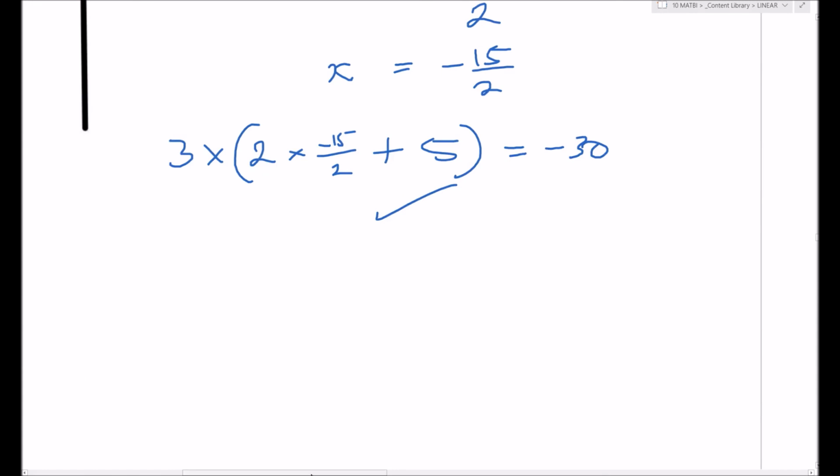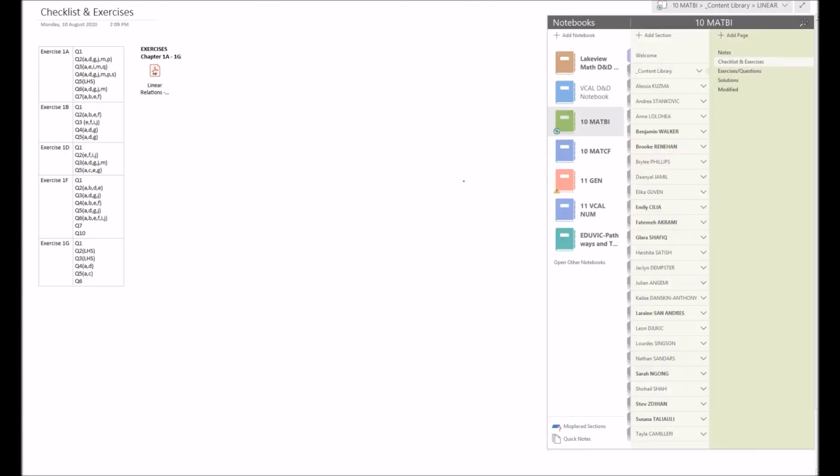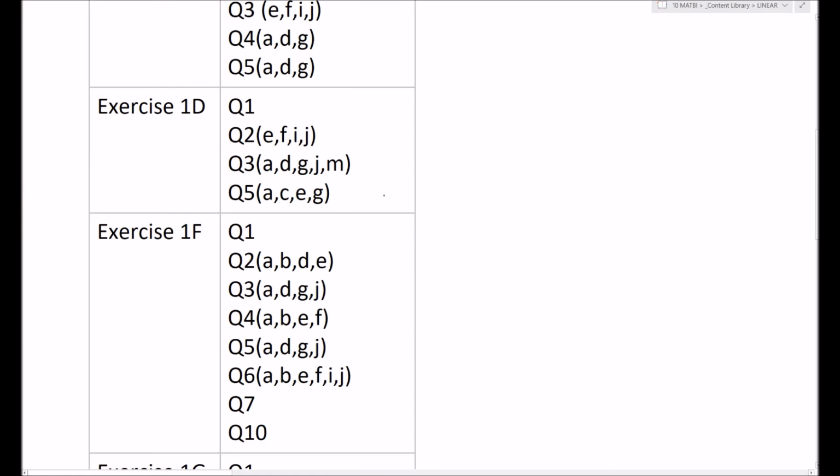Okay, that's it for this exercise. Go ahead and complete your exercises for chapter 1D. So we're looking at these exercises here for 1D.